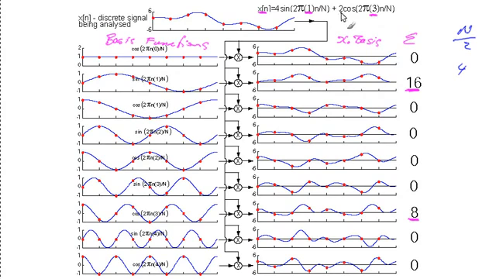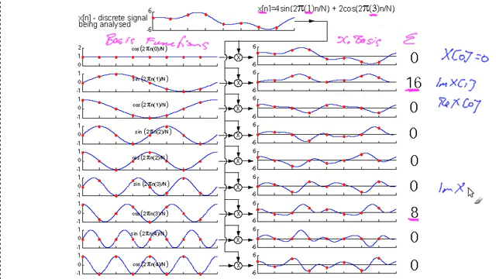Let's quickly run through the values that we get back again. x0 in this case will be again 0. The imaginary part of x1 is 16. The real part of x1 is 0. Let's skip x2. The imaginary part of x3 is 0, the real part of x3 is 8.